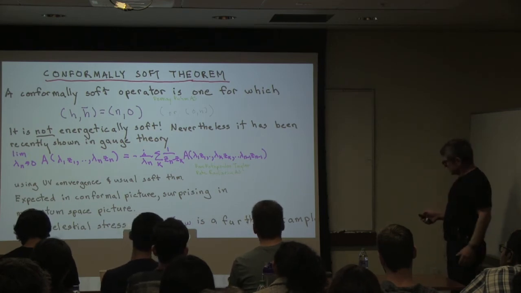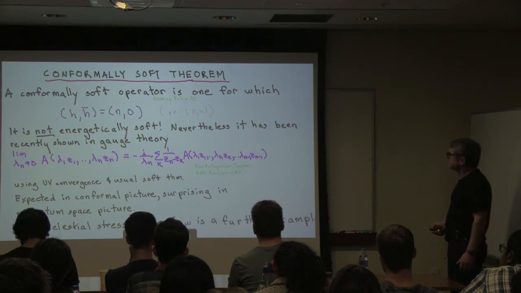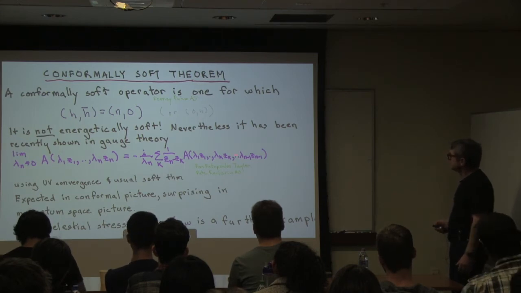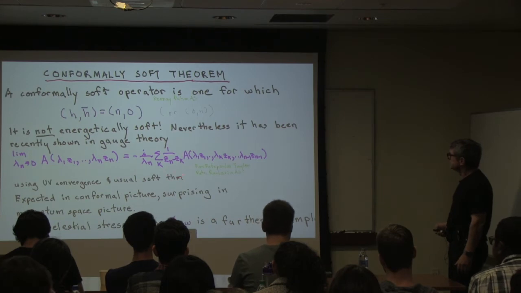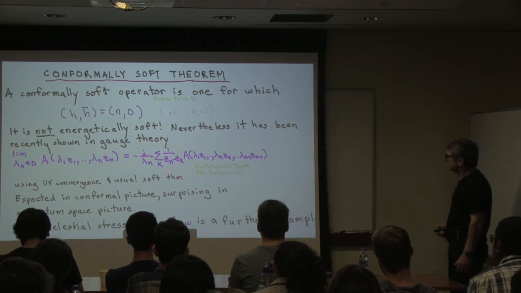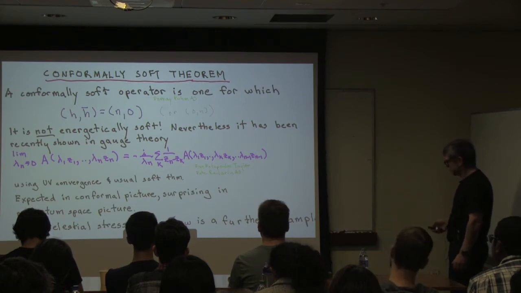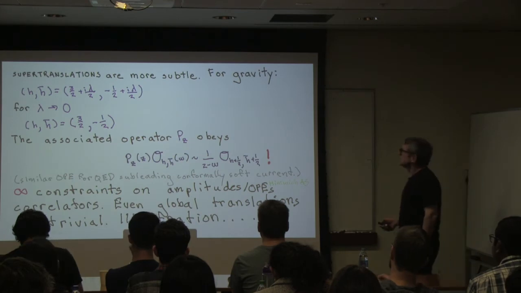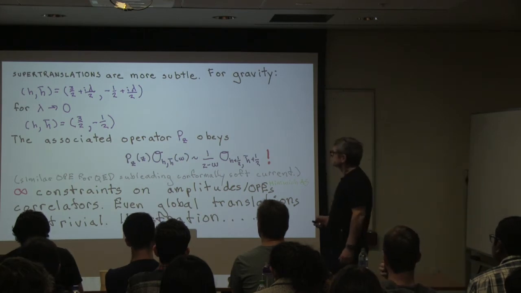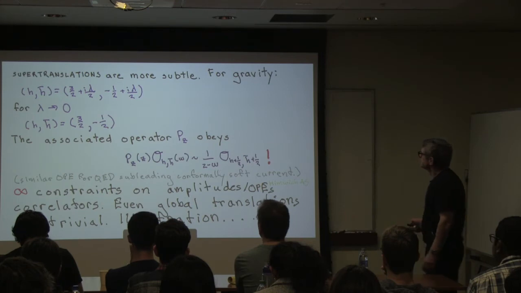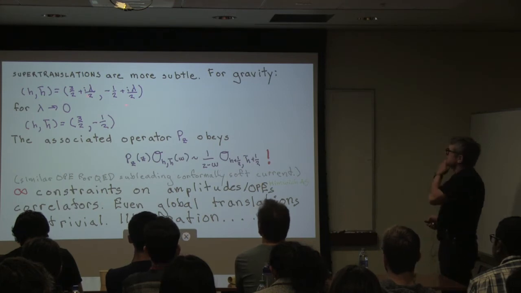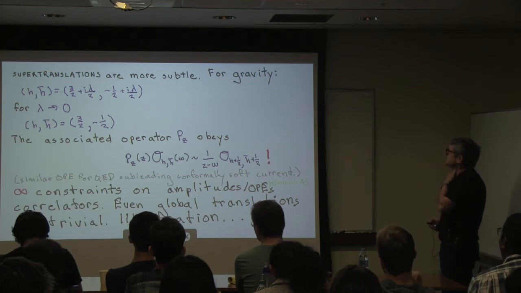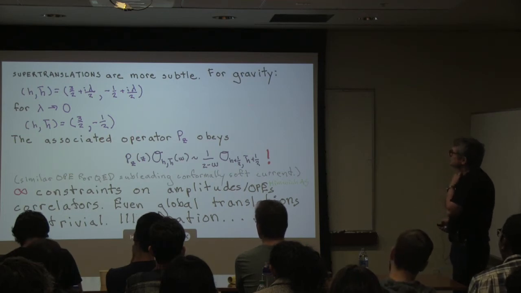And so one example is the current in gauge theory, which obeys a theorem, a Ward identity like this. There's the celestial stress tensor, which we talked about earlier. But then there's an even weirder object, which is not like anything we've encountered in ordinary conformal field theory.